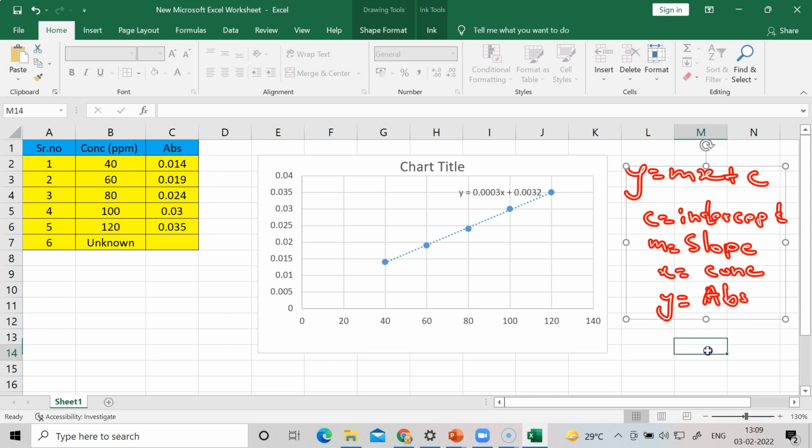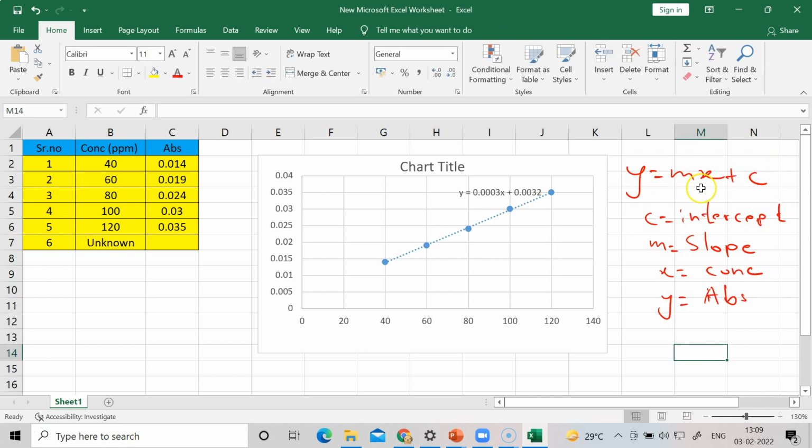Here the equation is y equals mx plus c. c is the intercept on the y-axis. And m is the slope. x means concentration, and y means absorbance. We will know the absorbance, right? I will write a demo absorbance here for your purpose, and after that we will find out the concentration.